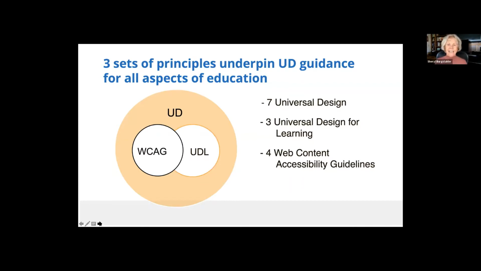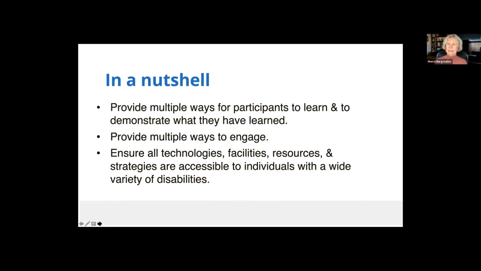You think about everybody. And then the last set is the Web Content Accessibility Guidelines. They provide guidelines for developing accessible IT, and they're the most widely accepted guidelines in the whole world, actually. So we have the universal design guidelines, and then we have the WCAG and the UDL guidelines as subsets. And in my view, those are the only 3 sets of principles that we need. So there are 14 of those. But luckily, it's interesting to study them, but for a presentation like this, I can tell you what I gleaned from those principles. 3 guidelines: provide multiple ways for your participants to learn and to demonstrate what they have learned, provide multiple ways to engage, and ensure all technologies, facilities, resources, and strategies are accessible to individuals with a variety of disabilities. And all 3 principles interact in various ways.